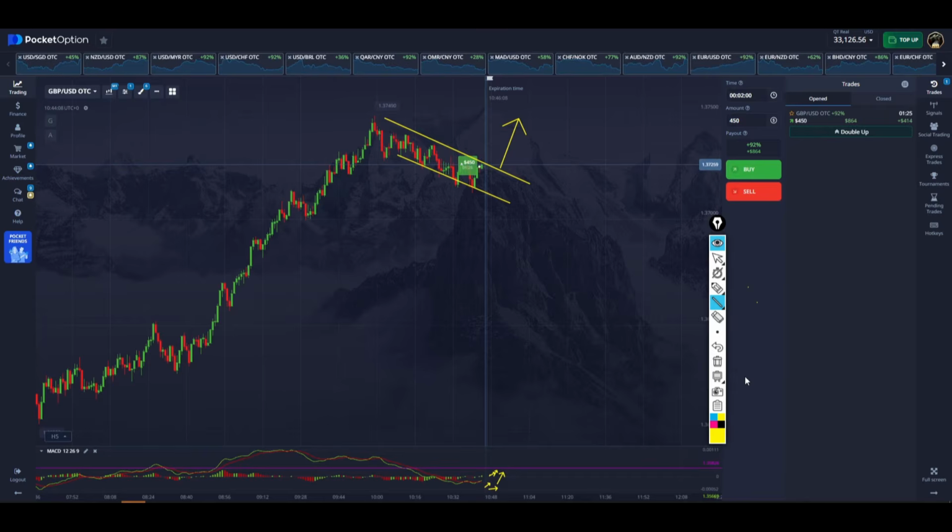The market is tricky today, but that's exactly the kind of challenge we're here for. Let's see how this trade closes.